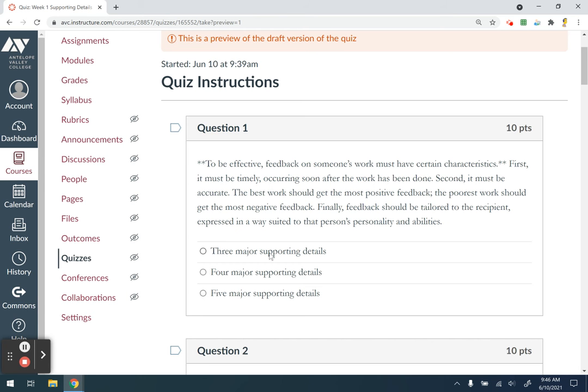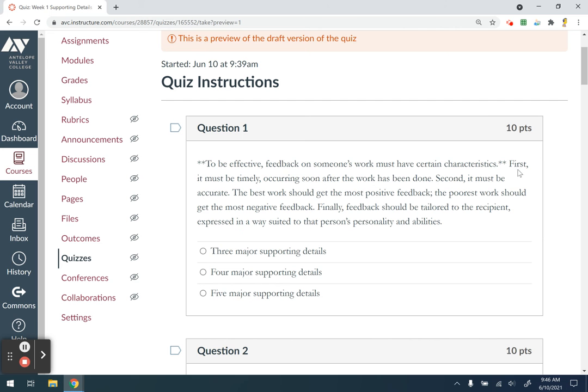So the fact that you're looking for just the major supporting details indicates that you're looking for signal words, transitions. And so the first one we come to is a very common one. First, it must be timely. So this sentence is the first major detail. So that's 1.